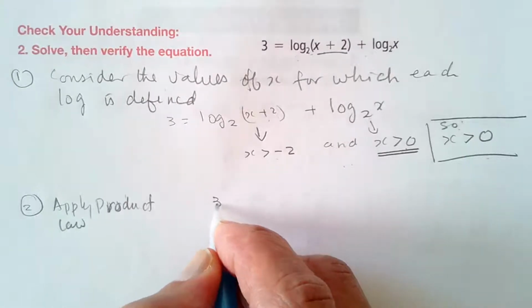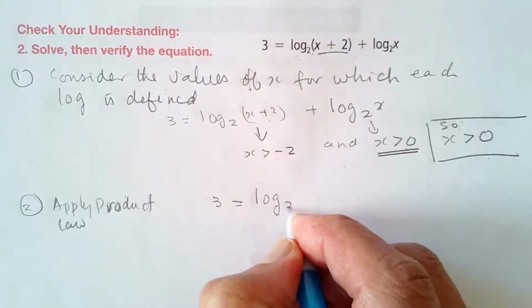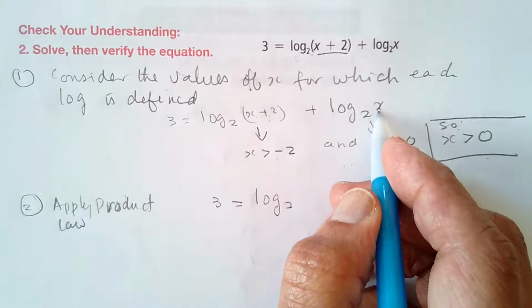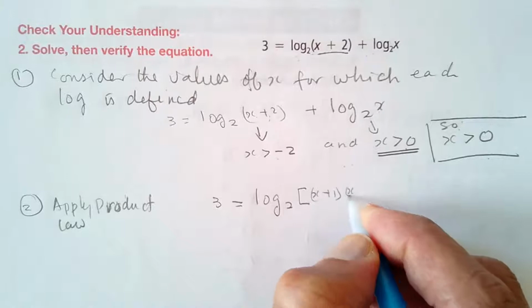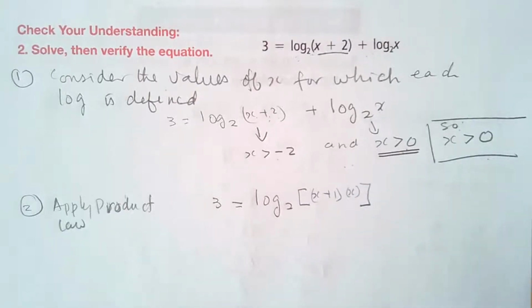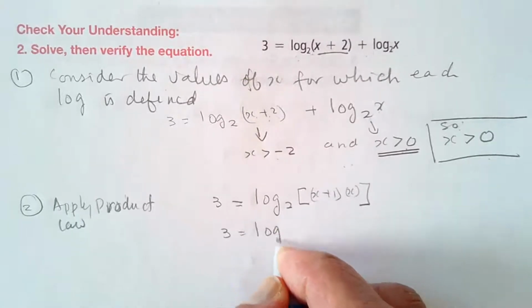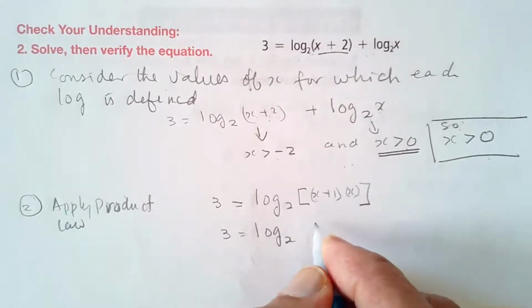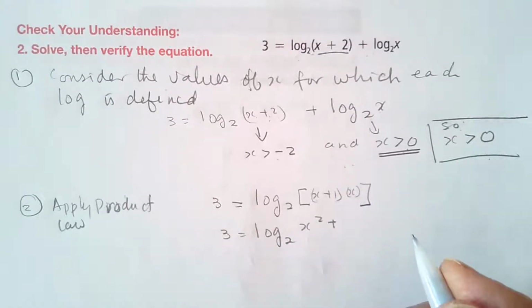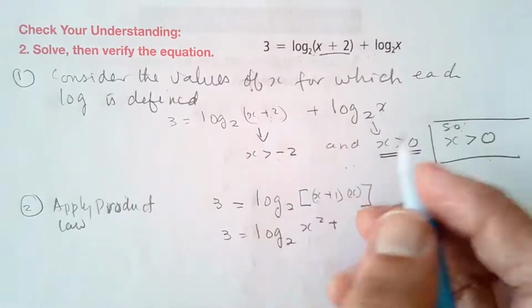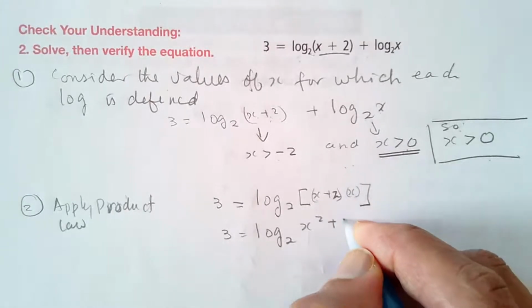So we'll have 3 is equal to log 2. Now it's x plus 1 times x. So x plus 1 times x. Three is equal to log 2 of x squared plus x, that'd be x squared plus, now, oh, it's actually 2 here, plus 2x.